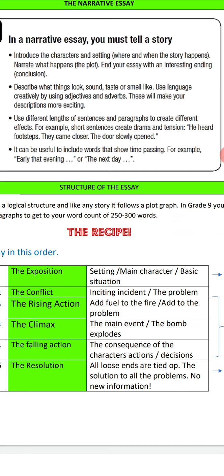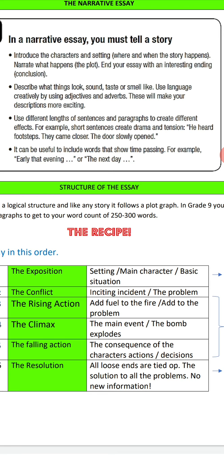Use different lengths of sentences and paragraphs to create different effects. For example, short sentences create drama and tension. Okay, let's take an example. He heard footsteps. They came closer. The door slowly opened. These are all very simple short sentences, but in a very clever way the writer has used them to create a feeling of suspense.